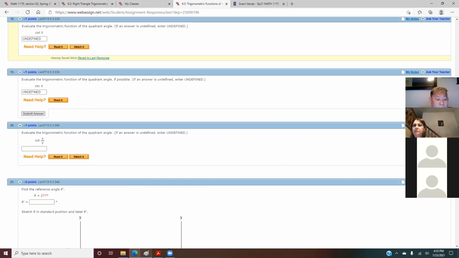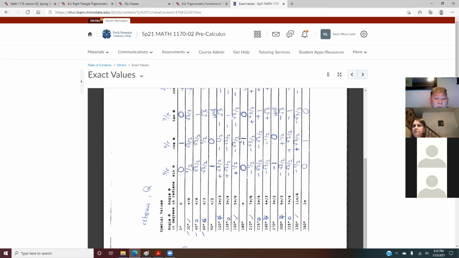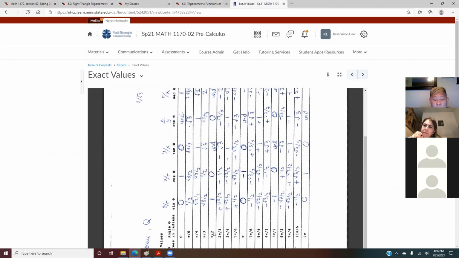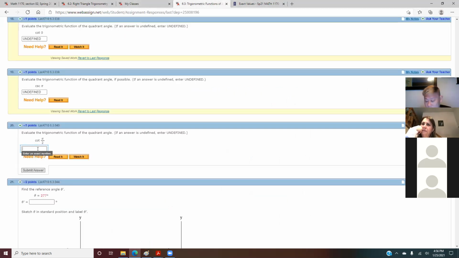And again, one more time, cotangent pi over 2. So again, if you have this table, pi over 2 is 90 degrees, right? And what is cotangent for that case? Cotangent of 90 degrees, or pi over 2, is 0. Yep, the answer here will be 0. You guys okay here?